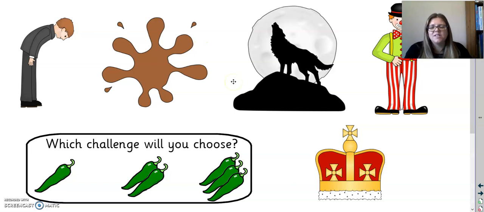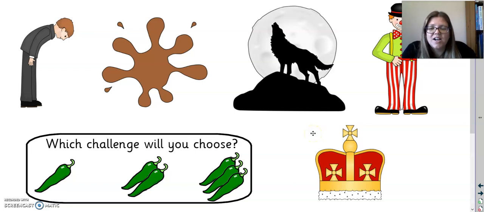Okay, chili challenge time. So, our first chili challenge is can you write the ow digraph three times? The second chili challenge is can you pick a picture and write the word that matches? Let's just check you know what they all are. This person is giving us a bow. This one is the colour brown. This wolf is howling, so I'd like you to write howl. This is a clown. And we have a crown. Well done. See which one you'd like to pick and write the word.